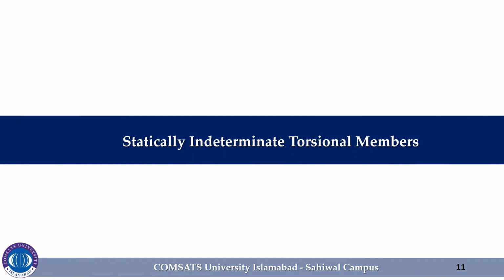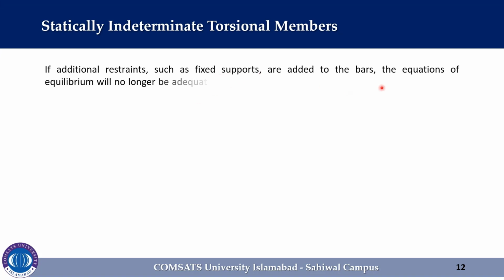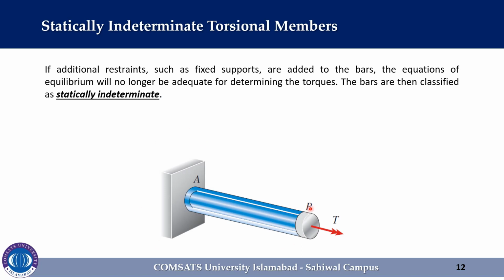So after studying transmission of power by circular shaft, now we will study the topic statically indeterminate torsional members. The bars and shafts described in the preceding sections are statically determinate because all the internal torques and reactions can be obtained from free body diagrams and equations of equilibrium. However, if additional restraints such as fixed supports are added to the bars, the equations of equilibrium will no longer be adequate for determining the torques. The bars are then classified as statically indeterminate.